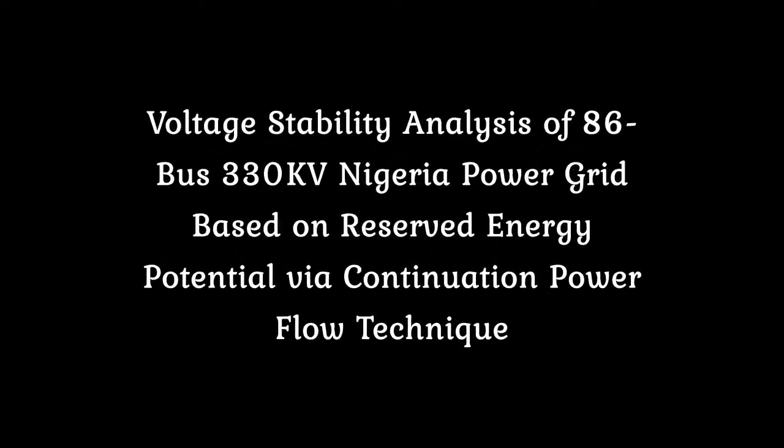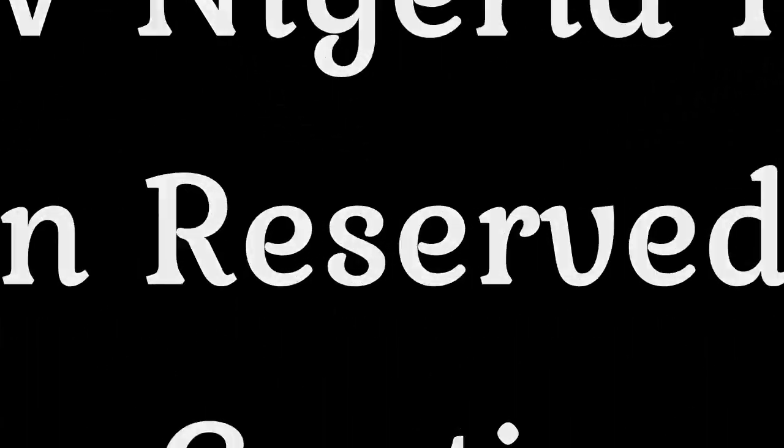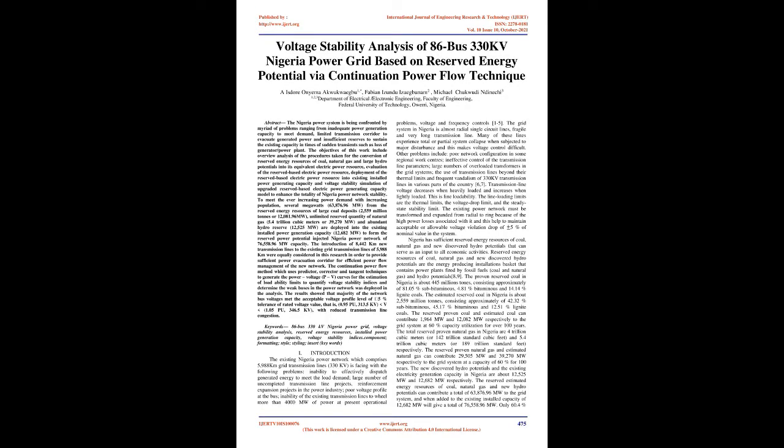Voltage stability analysis of 86 bus 330 kV Nigeria power grid based on reserved energy potential via continuation power flow technique. Abstract: the Nigeria power system is being confronted by a myriad of problems ranging from inadequate power generation capacity to meet demand, limited transmission corridor to evacuate generated power, and insufficient reserves to sustain the existing capacity in times of sudden transients such as loss of generator/power plant.